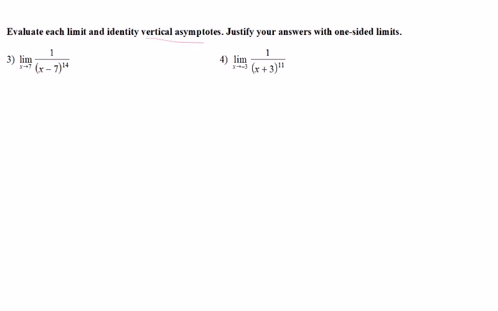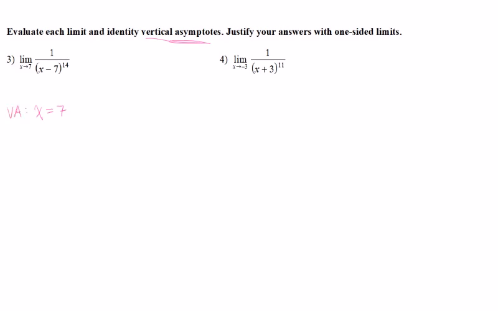So we also want to identify the vertical asymptote, so we'll do that as well. So we'll just do it right now. So since this is x minus 7, the vertical asymptote is going to be at x equals 7, right? Because 7 is the number you could plug in for x to get a 0 in the denominator. And you can't divide by 0, so that's where you have a vertical asymptote. Okay, so that's our vertical asymptote.